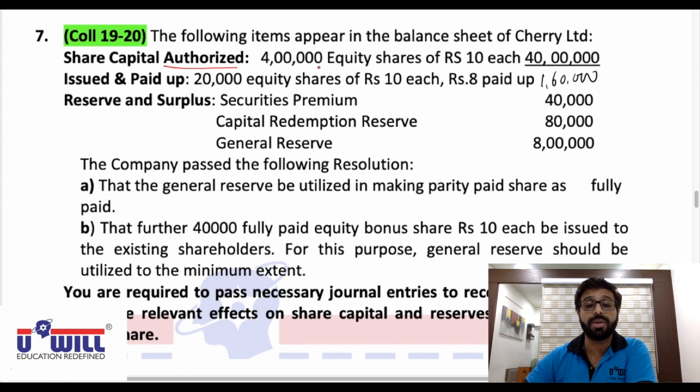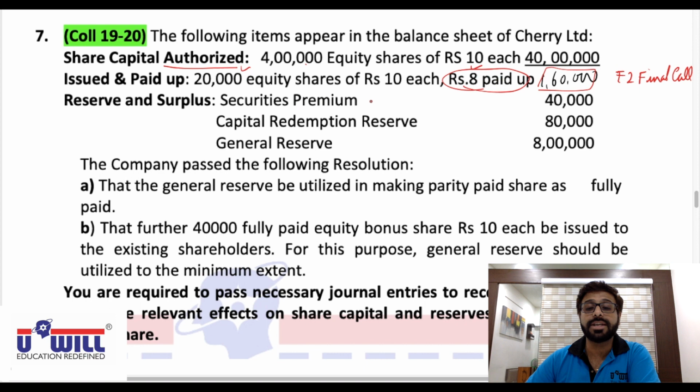Authorized capital will come only in the balance sheet: 4 lakh equity shares of 10 each, 40 lakhs. Issued and paid up: 20,000 equity shares of 10 each, 8 paid up. So how much is the final call? 2 is the final call, to be given as bonus. And 20,000 into 8, presently the share capital would be 1,60,000.